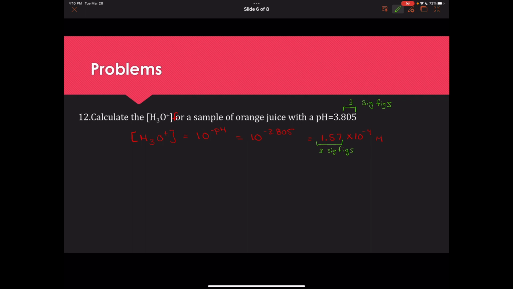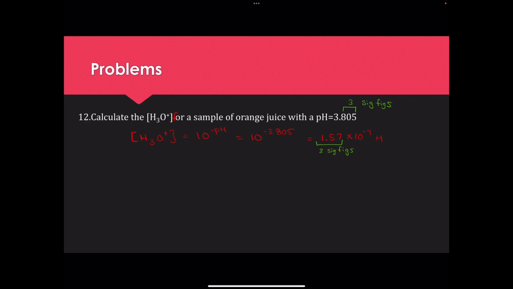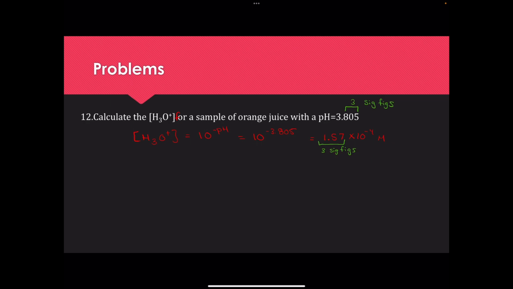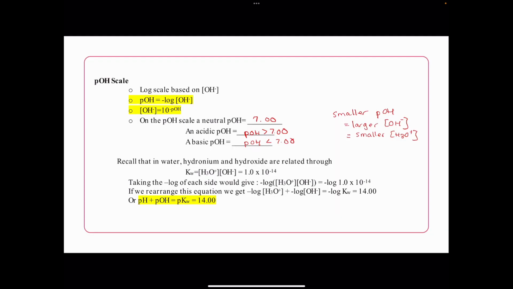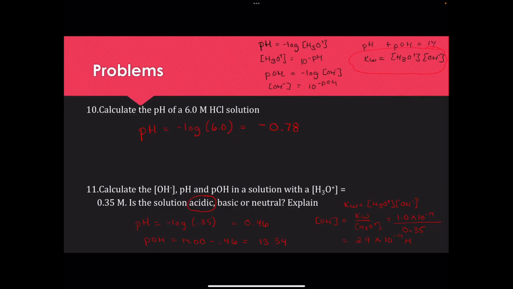Now we can go back to our previous problem and talk about significant figures as well. In problem 11, the hydronium concentration was 0.35. We had two significant figures. When we take the negative log of that value, we need to make sure that we have two decimal places to represent two significant figures. My pOH should have two decimal places, and then my concentration should have two significant figures.